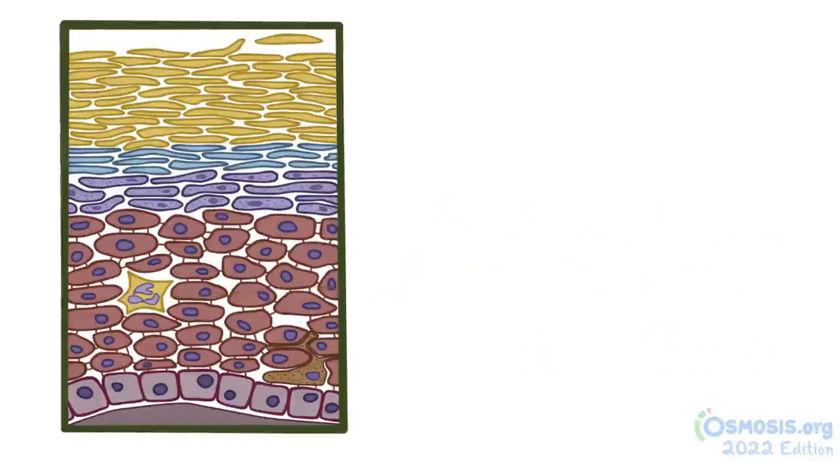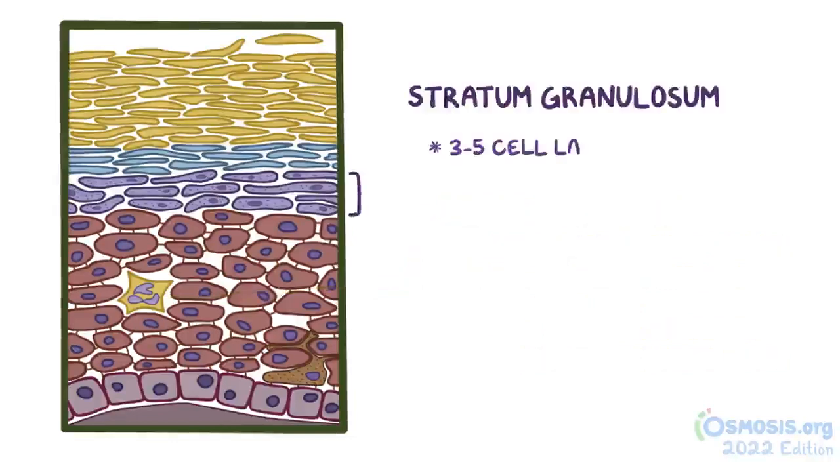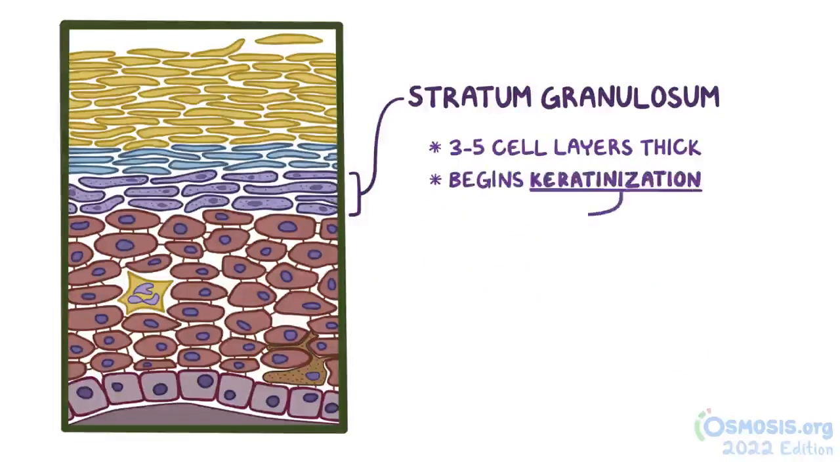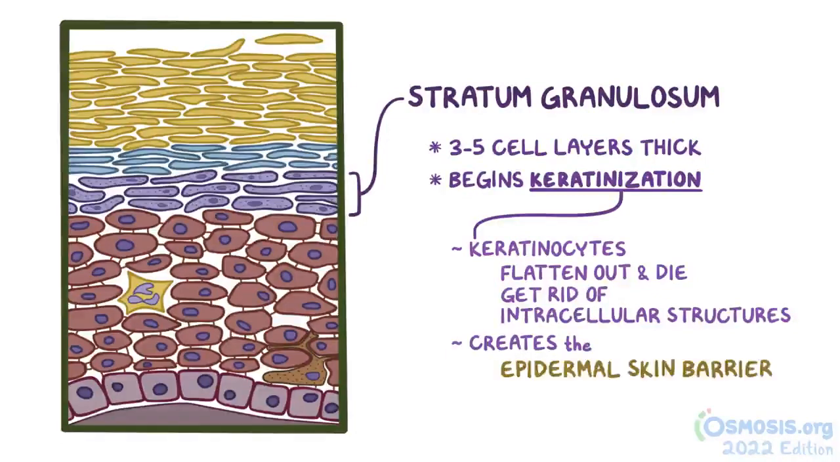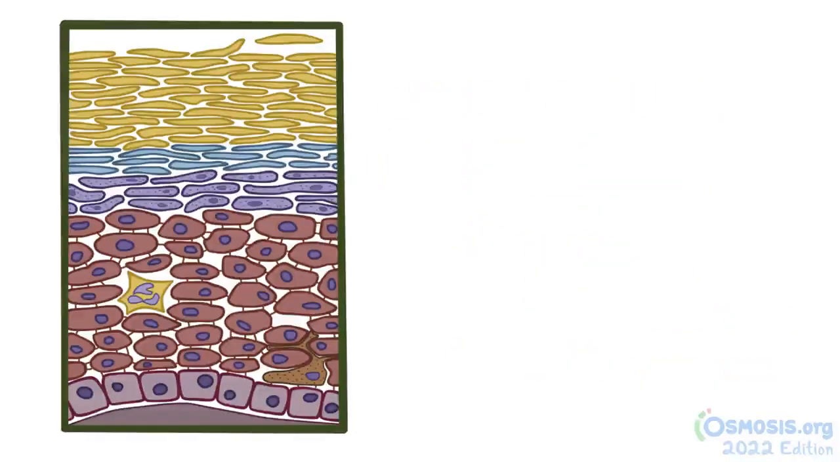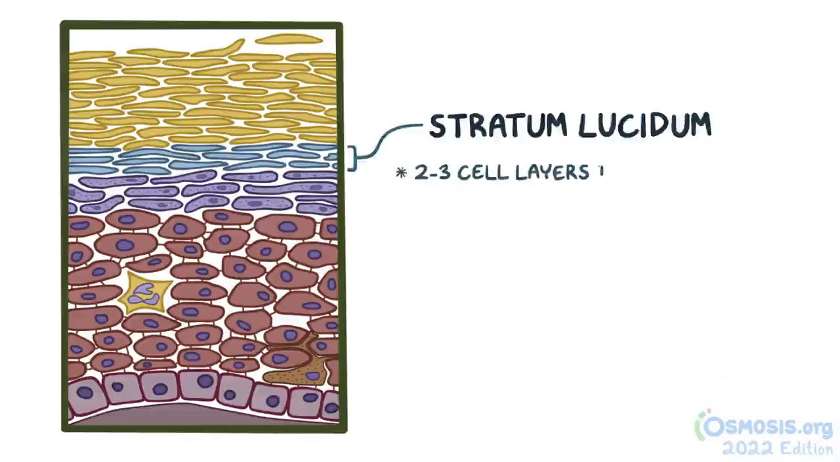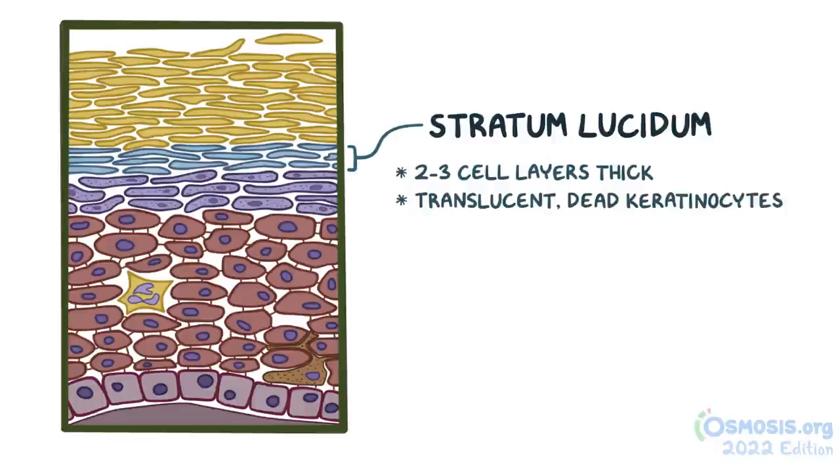The next layer up is the stratum granulosum, which is 3 to 5 cell layers thick. Keratinocytes in this layer begin the process of keratinization, which is the process where the keratinocytes flatten out, get rid of their intracellular structures, and die, and in the process they create the epidermal skin barrier. Keratinization leads to the development of the stratum lucidum layer, which is 2 to 3 cell layers thick, of translucent dead keratinocytes that have shed nuclei.